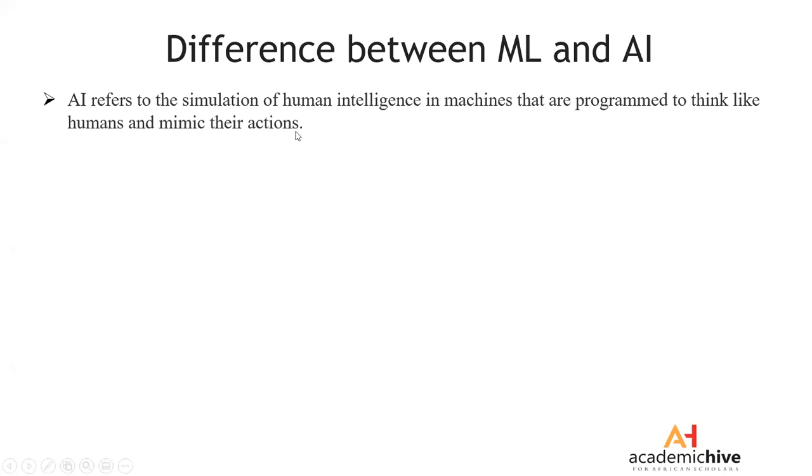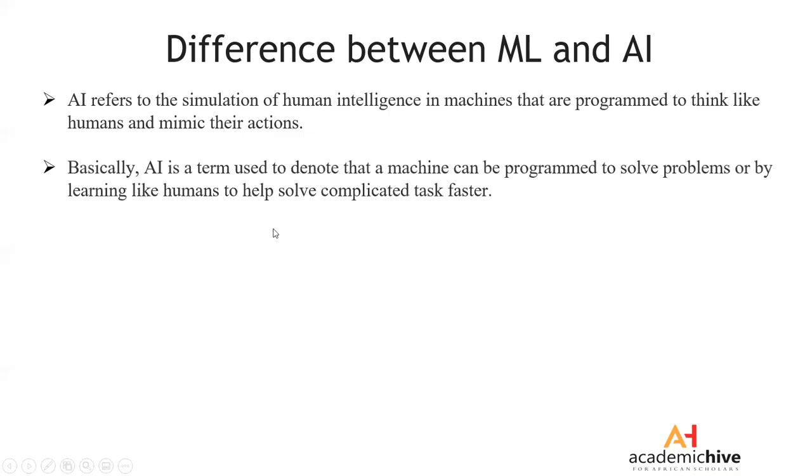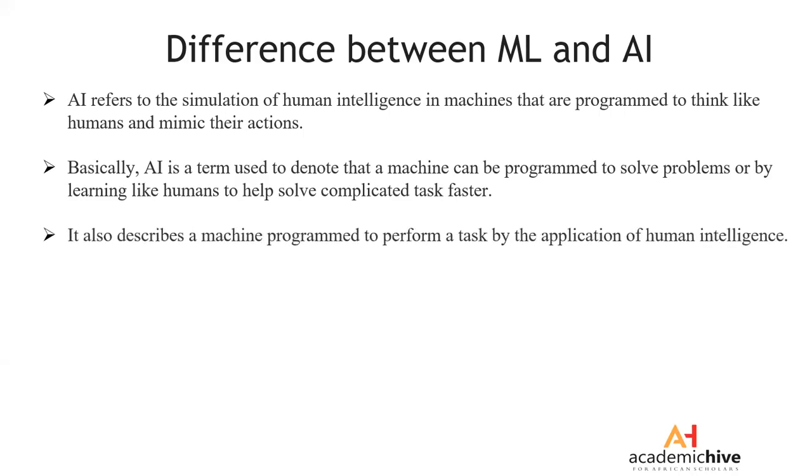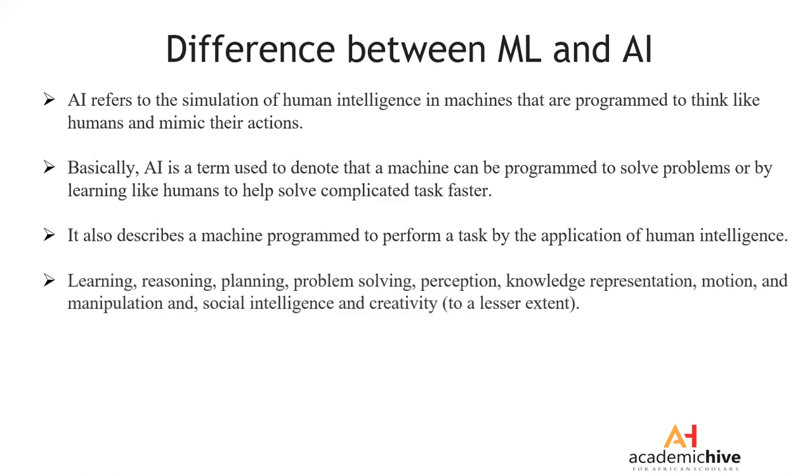Artificial intelligence refers to the simulation of human intelligence in machines that are programmed to think like humans and mimic their actions. Basically, AI is a term used to denote that a machine can be programmed to solve problems or learn like humans to help solve complicated tasks faster. It also describes a machine programmed to perform a task by the application of human intelligence. Artificial intelligence also helps in learning, listening, planning, problem solving, and what have you.